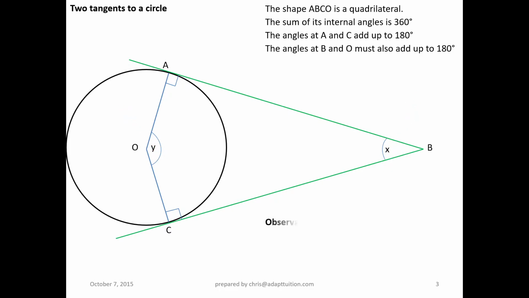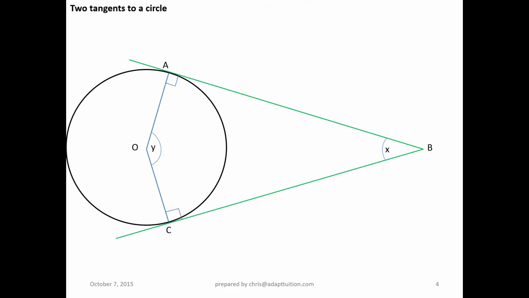So observation 1, X plus Y. You have to write this in on your handout because there's a blank line there. Observation 1: X plus Y is equal to 180. So that's the first observation that we made.